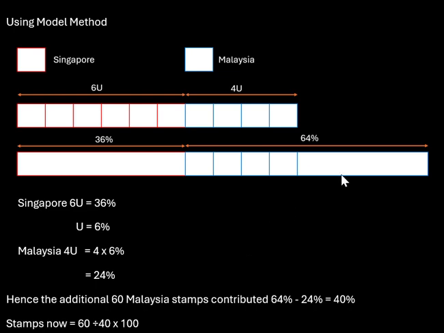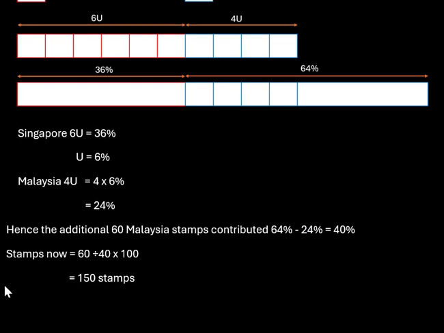So if we know that here contributed 40%, straight away we know that 40% will be equal to 60 stamps. Which means that 100% will be 60 divided by 40 times 100. And the answer will be he has now 150 stamps.